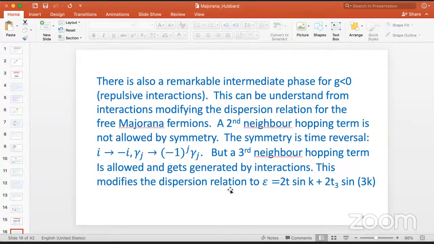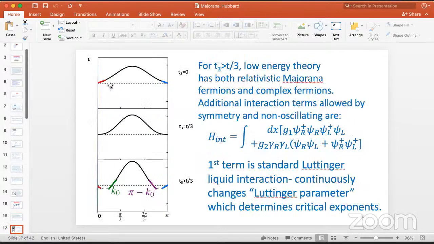So if we modify the dispersion relation to include a third neighbor hopping, we'll get an epsilon of 2t sine k plus 2t3 sine 3k. And this is a curve of what the dispersion relation looks like. So for t3 equals 0, it's the curve I showed you before. For t3 large enough, we have a more interesting phase diagram. So it goes down, and then it goes up, and it goes down and goes up again. And we actually get Dirac fermions at the point k0 and pi minus k0, but Majorana fermions at 0 and pi. And at the point t3 equals t over 3, we actually get a cubic dispersion relation.